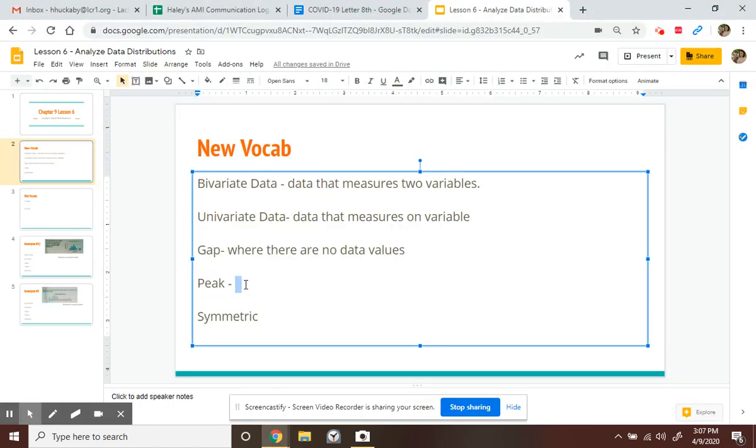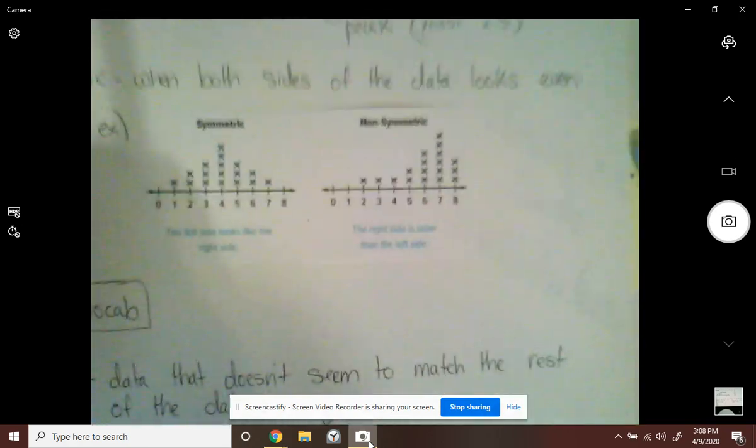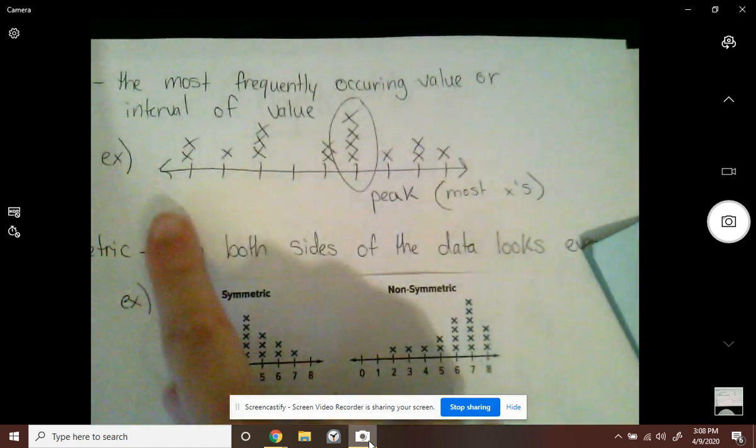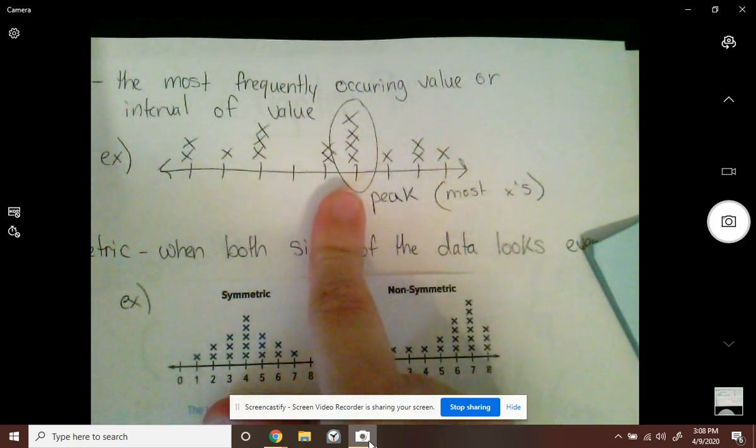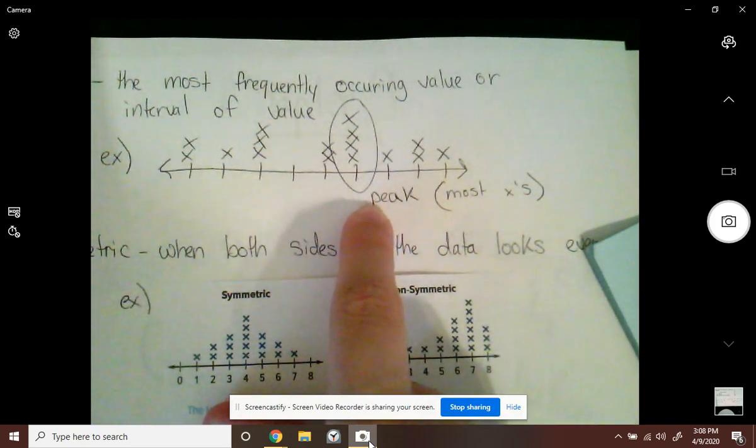All right, a peak is the most frequently occurring value, or interval of value. All right, so that is really simple, even though it sounds complicated. An example of a peak is just right here. These all have x's. This is the one that has the most. It has 4 x's, so that is our peak there.